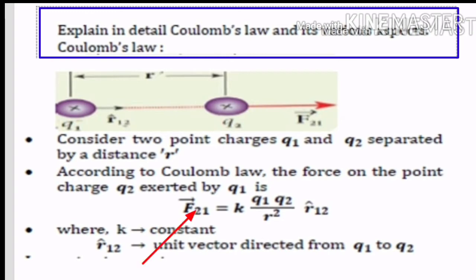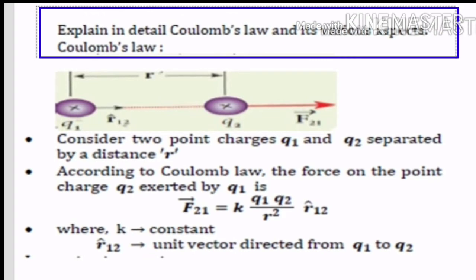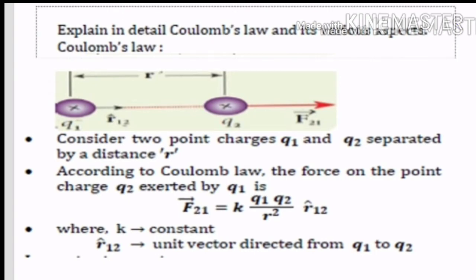According to Coulomb's law, the force on point charge Q2 exerted by the charge Q1 can be written as F21 vector is equal to K into Q1 Q2 by r squared into r12 cap. Here K is the proportionality constant and r12 cap is the unit vector which is directed from charge Q1 to charge Q2.